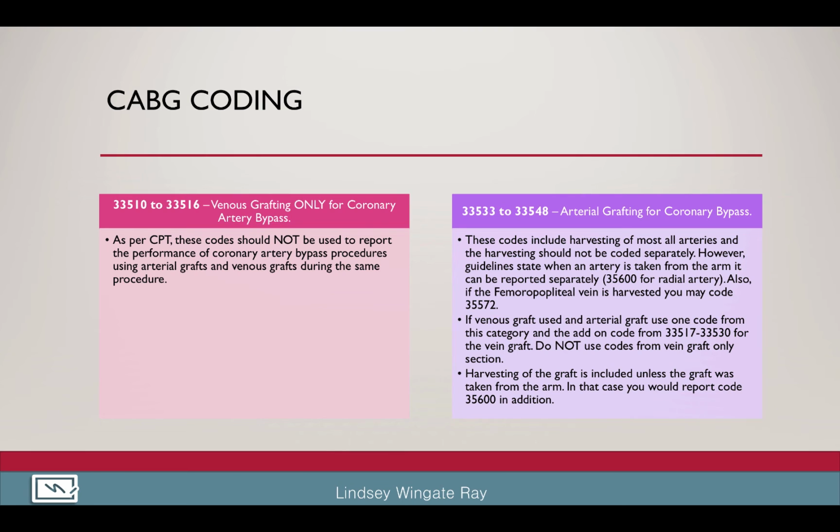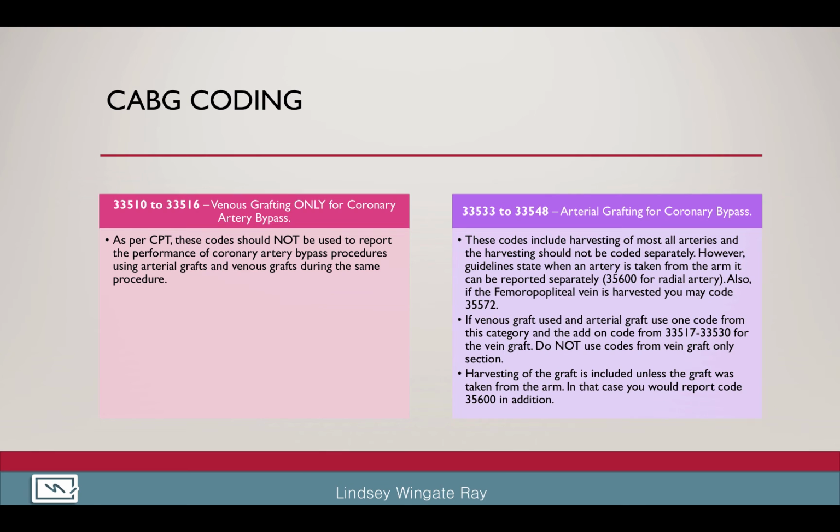33533 to 33548 are arterial grafting for coronary artery bypass. These codes include harvesting of most all arteries, and the harvesting should not be coded separately. There is an exception to that rule. The guidelines state when an artery is taken from your arm, it can be reported separately with 35600 for radial artery. That is an important note you should put in this section.